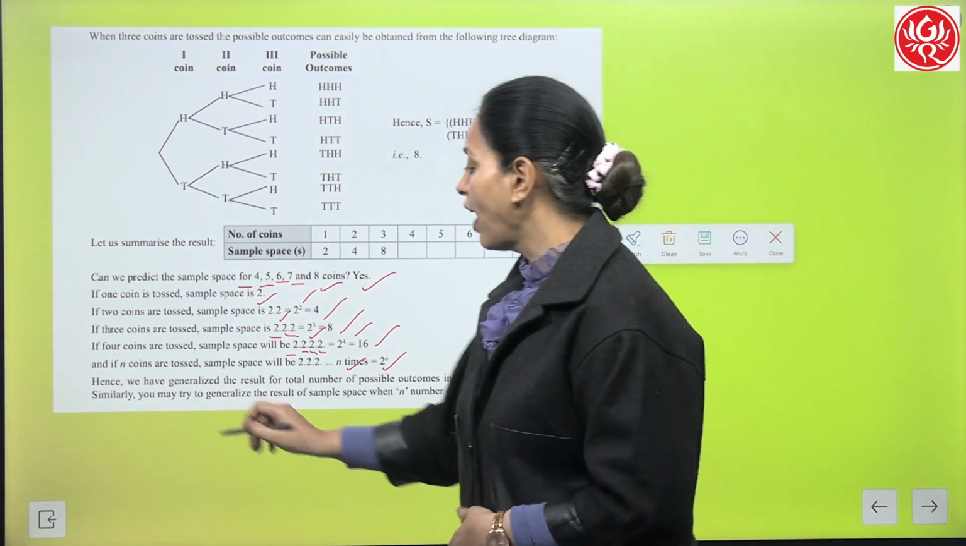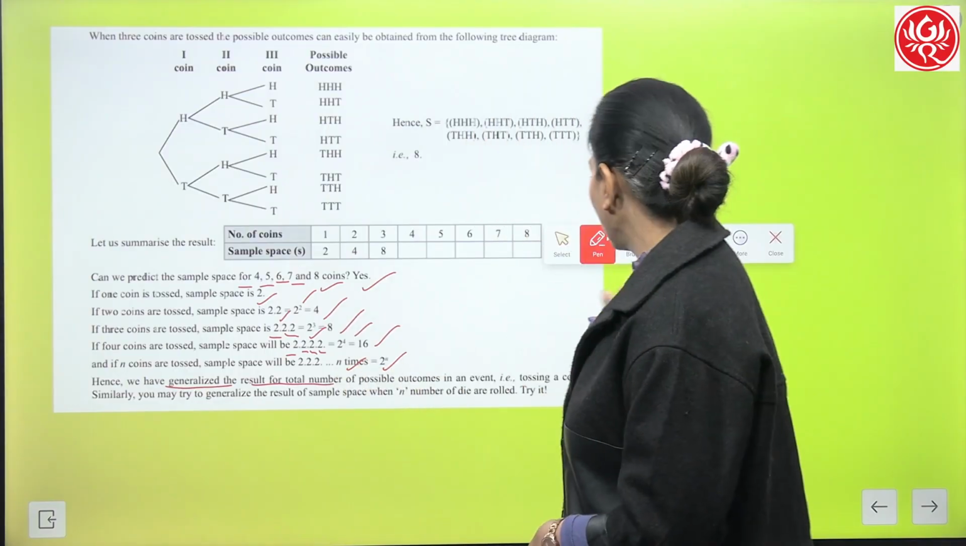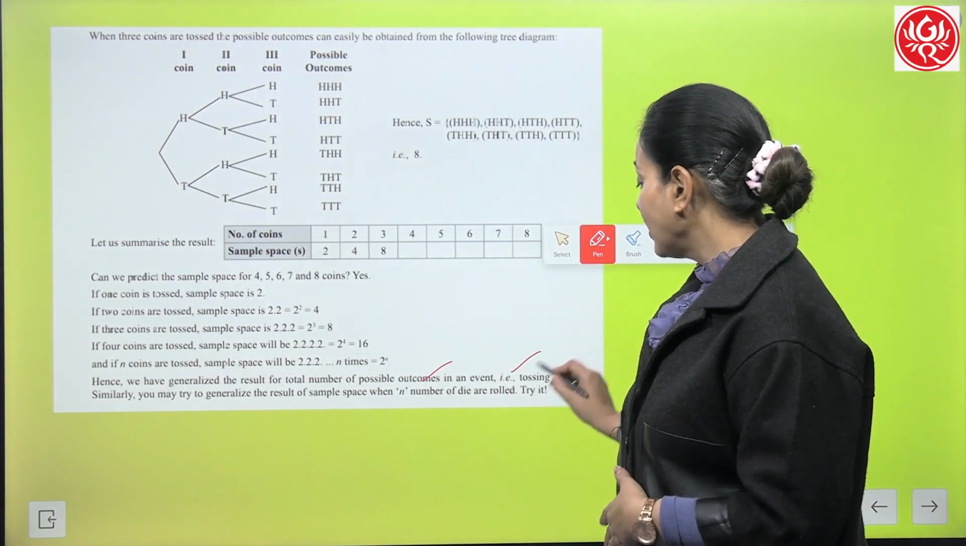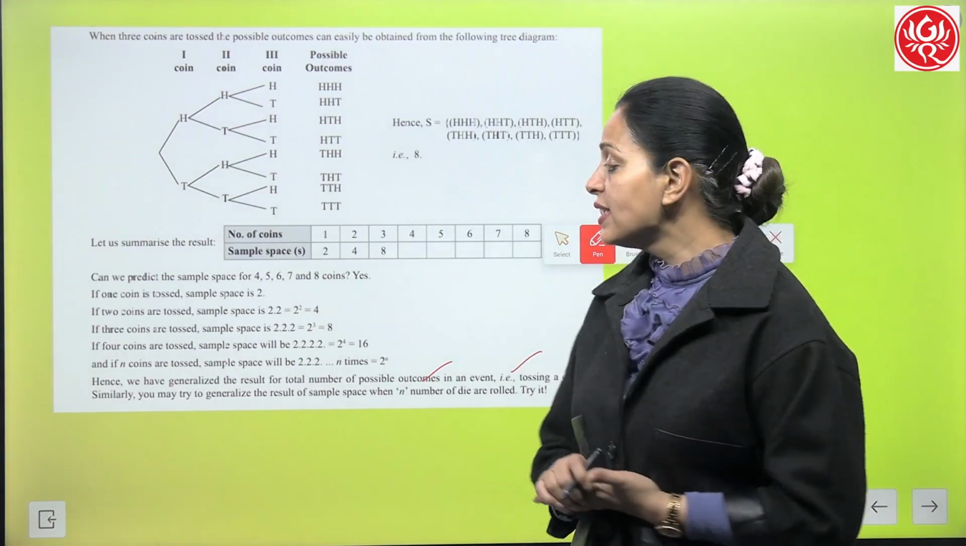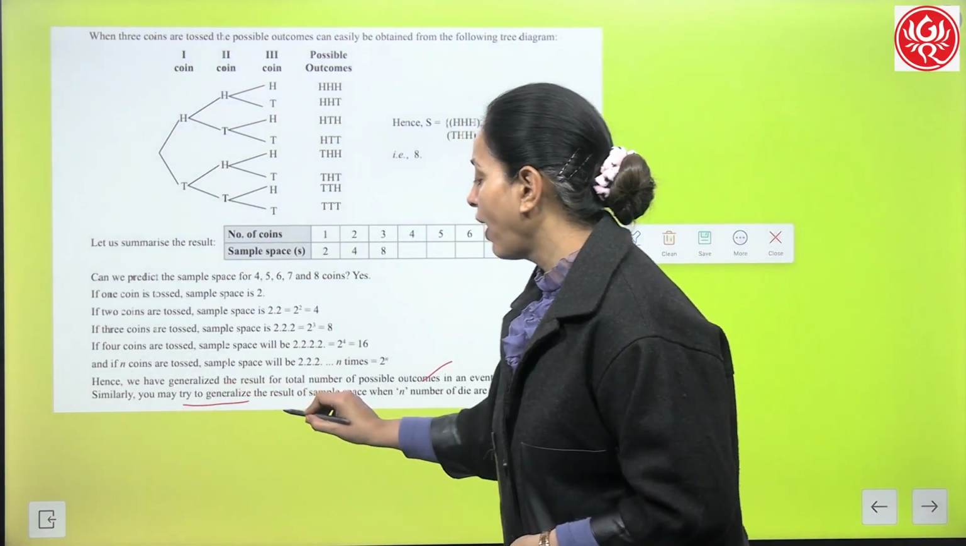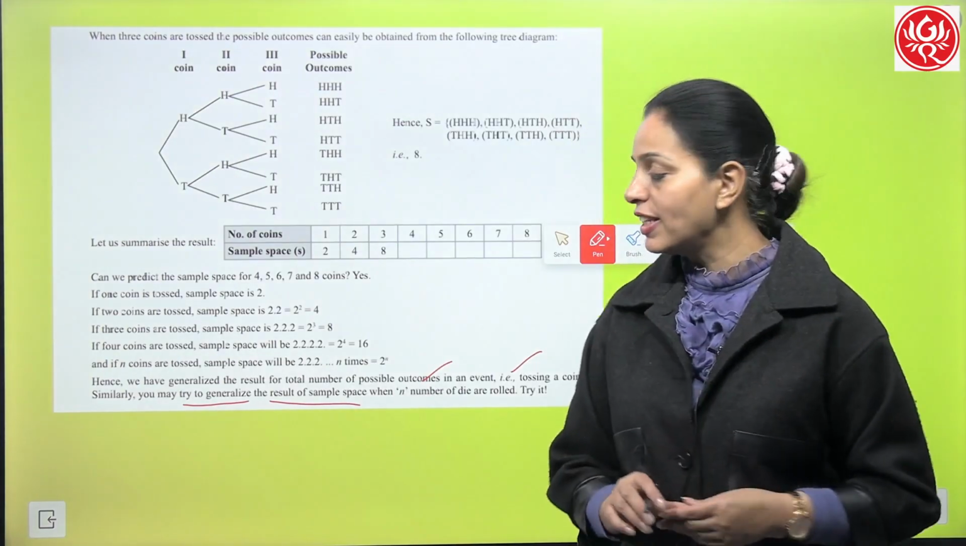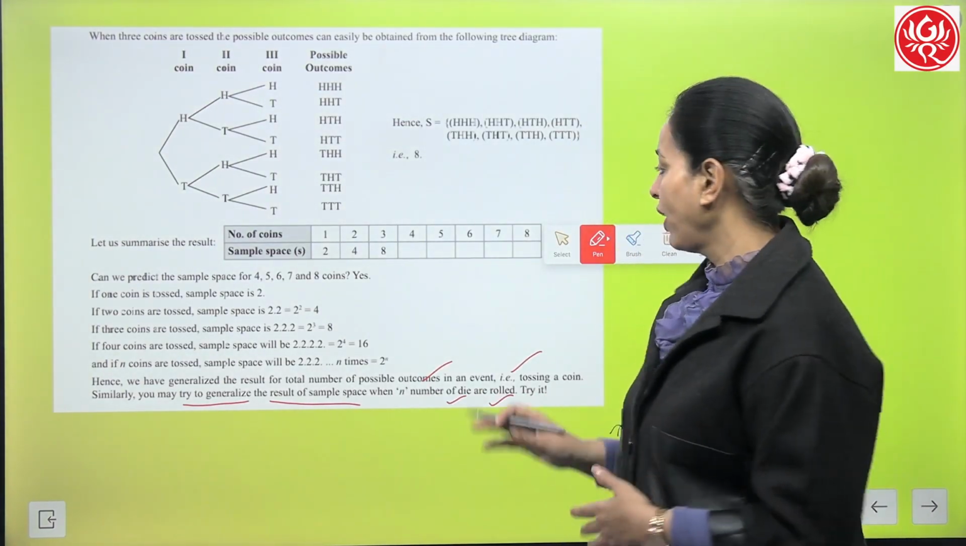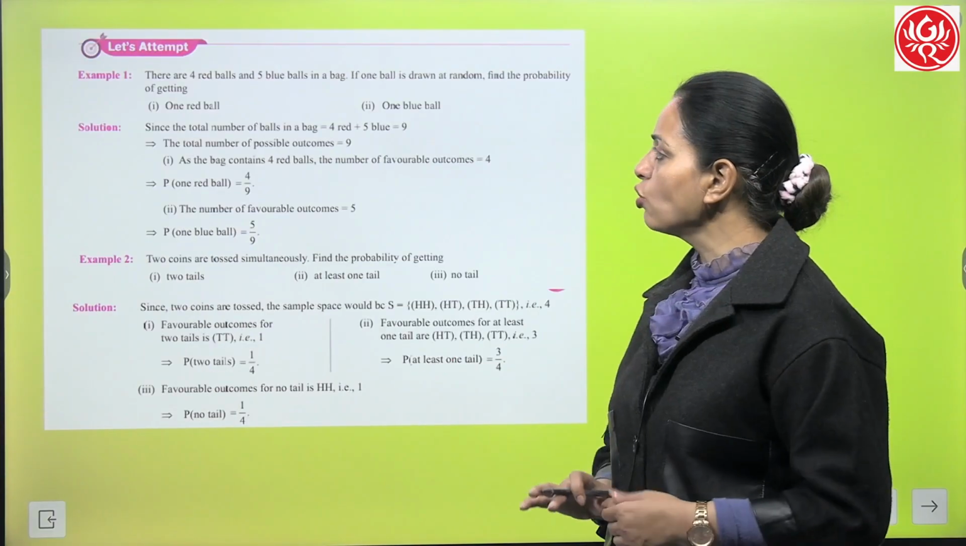Now hence we have generalized the result for total number of possible outcomes in an event, that is tossing a coin. Similarly, you may try to generalize the result of sample space when n number of dice are rolled. Try it, right? I hope this is clear to you.